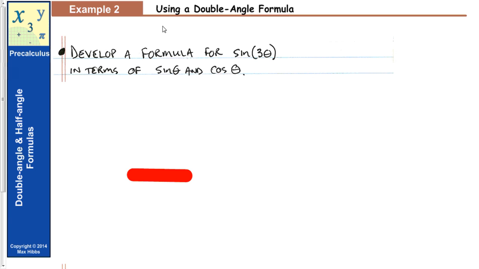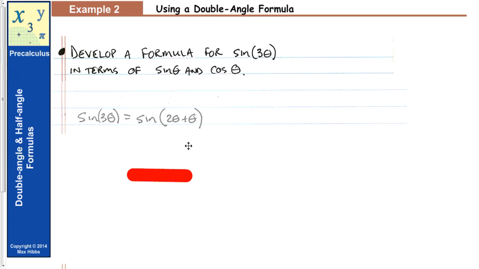Well, here again, we're using double angle formulas, and the problem is stated in this fashion: develop a formula for the sine of 3 theta in terms of just sine of theta and cosine of theta. In other words, we don't want the sine of any double angles or triple angles, just the sine of theta and the cosine of theta. Now they may be squared and so on, sine squared theta, but an argument that is only theta.